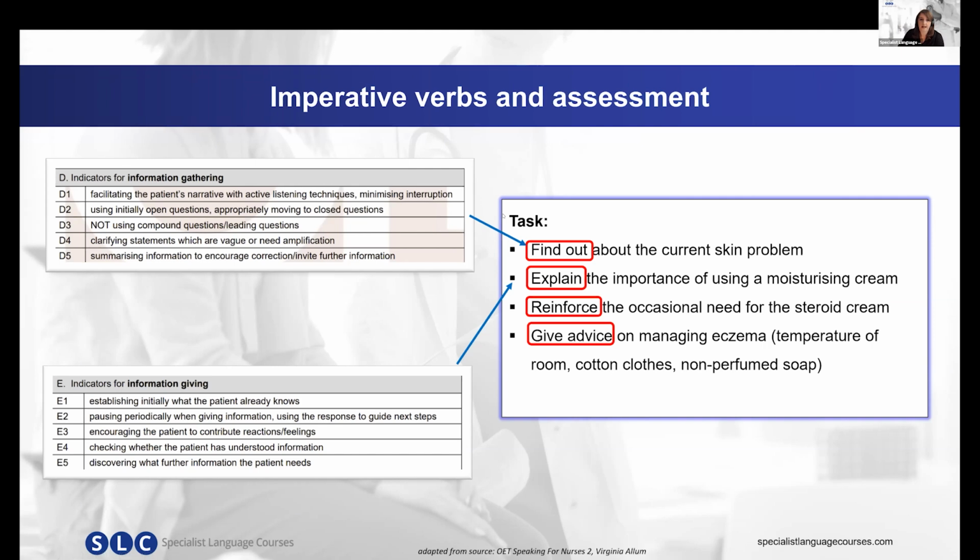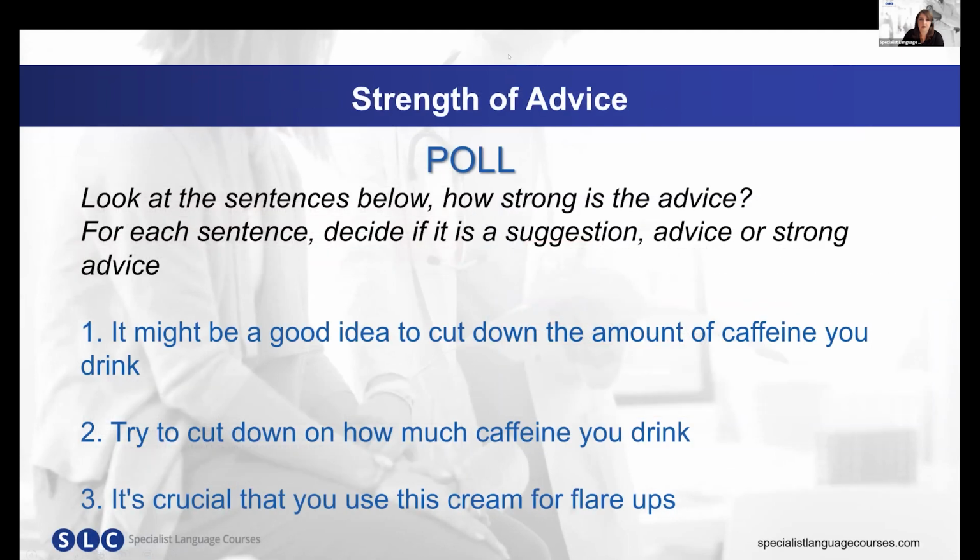So we have 3 sentences on the screen. I'd like you to look at those sentences, 1, 2, and 3, and then decide if the phrase that's used is more of a suggestion, advice, or strong advice. And I'm going to do this in a poll. So I'm going to launch the poll now.